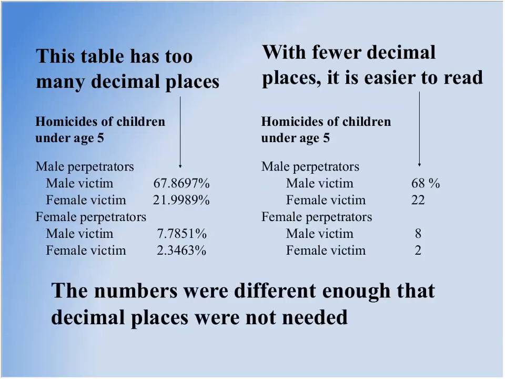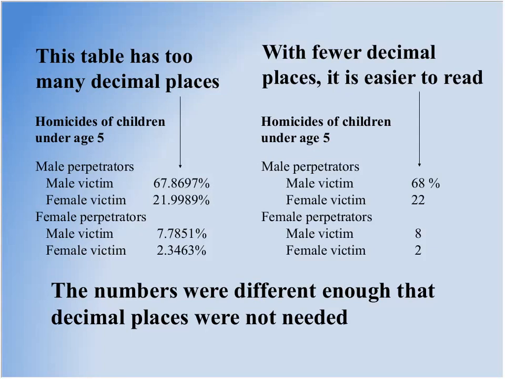So for an example, you have two separate tables here on the left side and the right side, and you can clearly see that the left side with 4 decimal points, which I never go to 4, you have this seemingly granular examination of homicides of children under 5, when clearly the real message here, the bigger message, is that 68% of homicides of children under 5 are male perpetrators on male victims. I just think that with fewer decimal places, it's easier to read. And again, the issue is you just want to make sure that the numbers are different enough that decimal places are actually required.